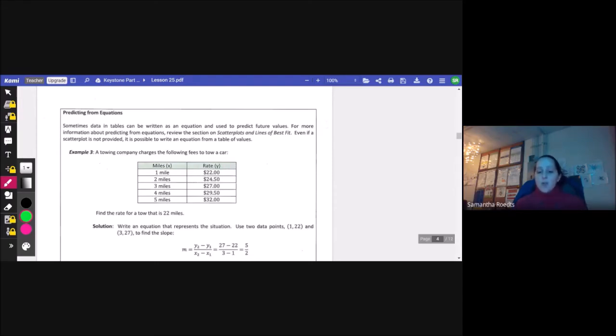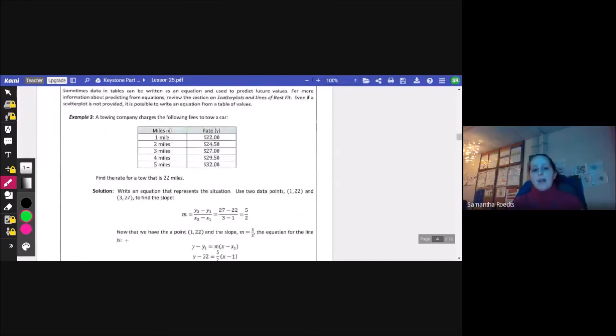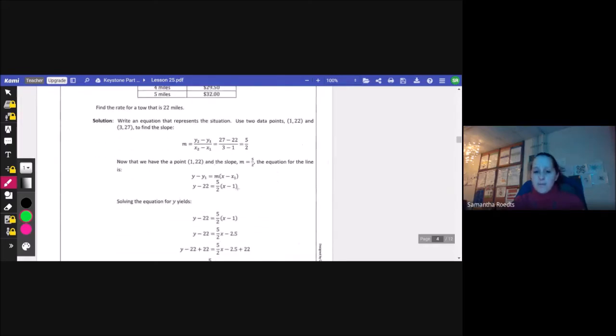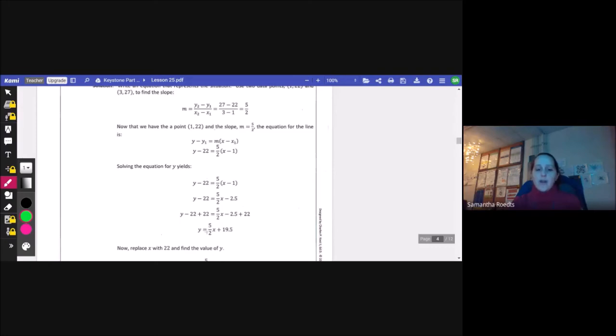Use 2 data points, (1, 22) and (3, 27), to find the slope, which gives me 5 halves. Now that we have a point, (1, 22), on the line, I can write the equation for the line. And I solve the equation for y, which yields y equals 5 halves x plus 19.5.